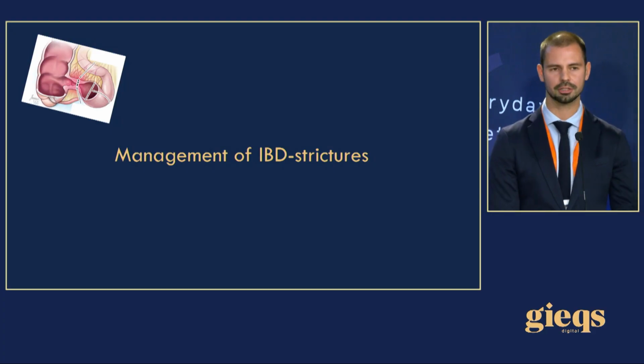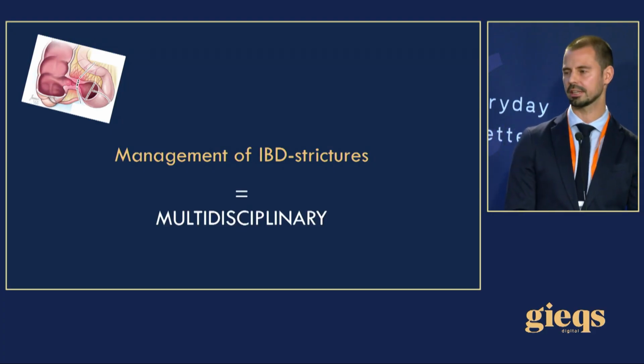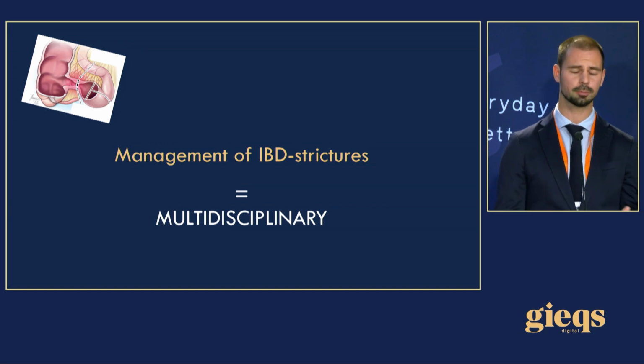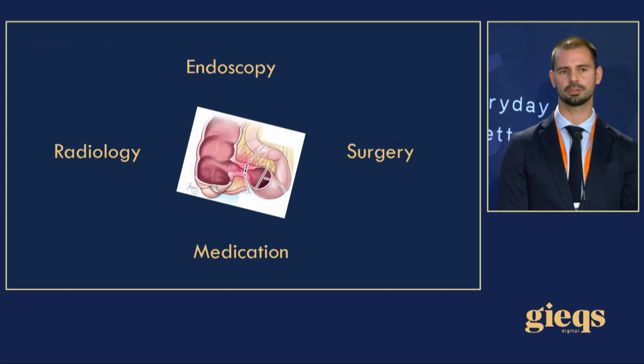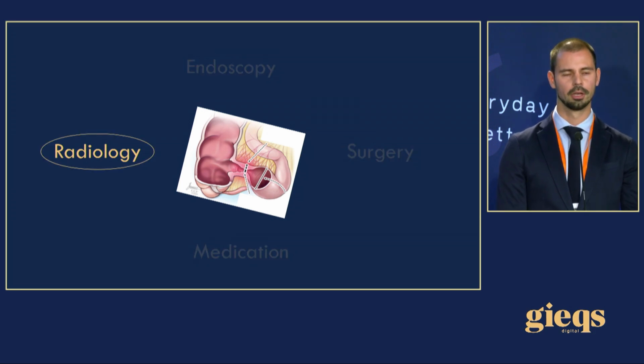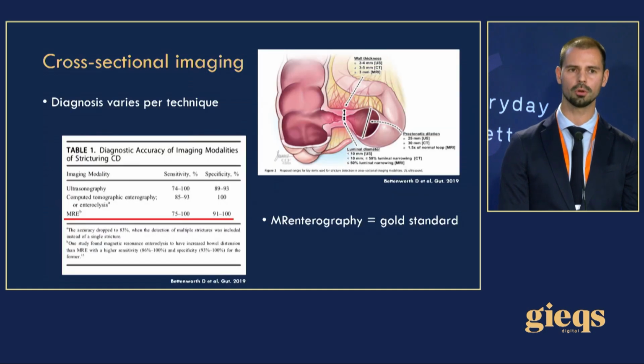So how to manage these strictures? Well, the key message is just that this is a multidisciplinary process. And these are the 3 key players. So you see the radiologist, the surgeon, and then the gastroenterologist, who has access to 2 possibilities, and that's endoscopy and medication, obviously.